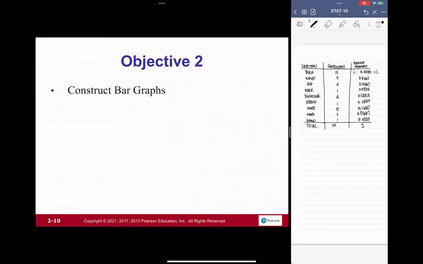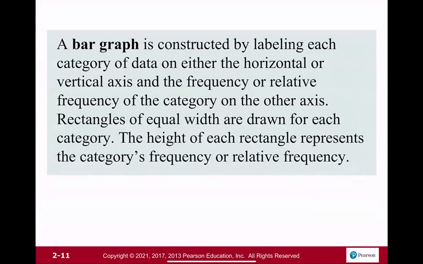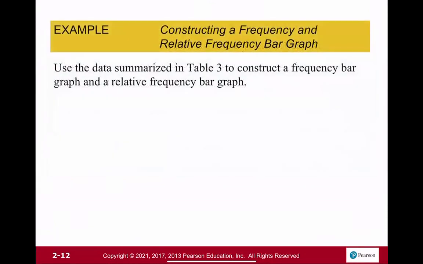And there we go. So now, constructing bar graphs. With the same data, we could make it look a little bit different, because right now we see a bunch of numbers. Some people are more visual. A bar graph is constructed by labeling each category of data on the horizontal or vertical axis, and the frequency or relative frequency of the category on the other axis. Rectangles of equal width are drawn for each category. The height of each rectangle represents the category's frequency or relative frequency.